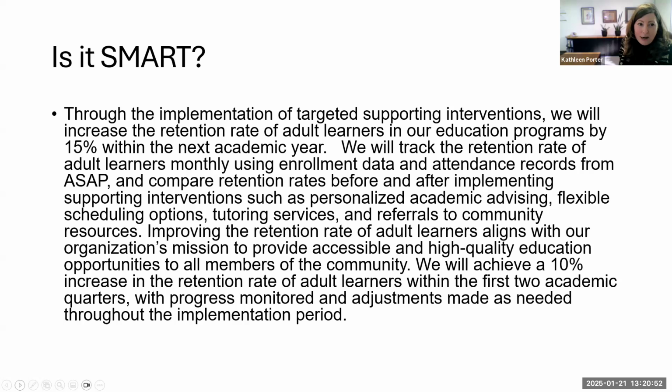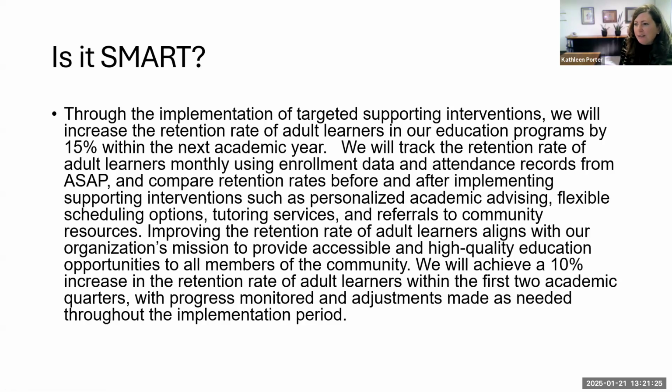This one is kind of the overachiever. This one has everything under the sun. And I think this one is particularly interesting when we look at the aspect of relevance. So let's take a look at this one. This is telling how we're going to do it: through implementation of targeted supporting interventions, we will increase the retention rates of adult learners in our education programs by 15% within this next academic year.